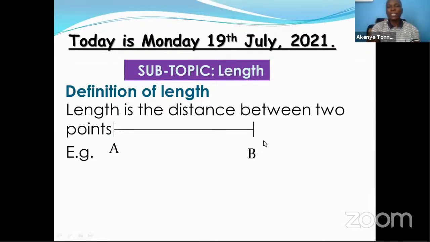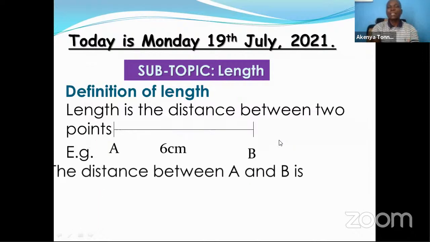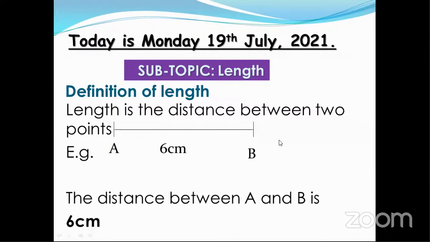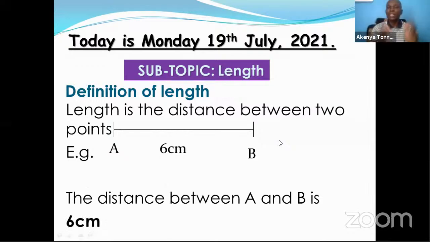For this case, I have just given an approximate measurement, not the accurate one. I said that the distance between A and B is 6 centimeters. So that's what we call length. The distance from point A to point B is what we call length. Class, are we together?